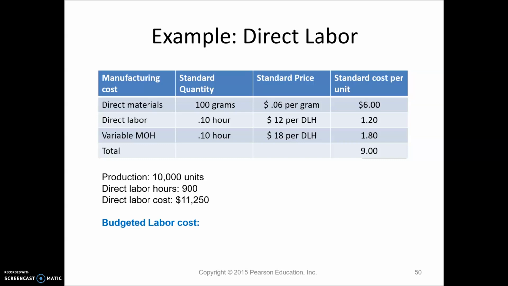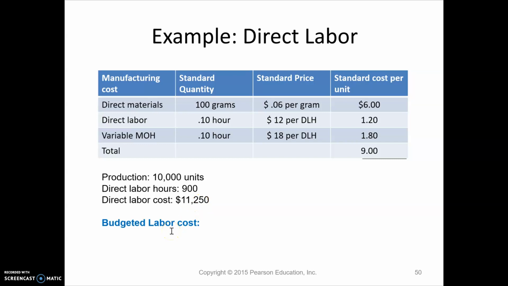Let's go over the direct labor variance. So we go back to this same example. Now we're going to be focusing on the direct labor. Here's the standard. It's going to take 1/10 of an hour. We pay our workers $12 an hour, so it costs 1/10 times 12, $1.20 in direct labor to make 1 unit. And again, we produced 10,000 units, and here's our actual direct labor hours, our actual direct labor costs.